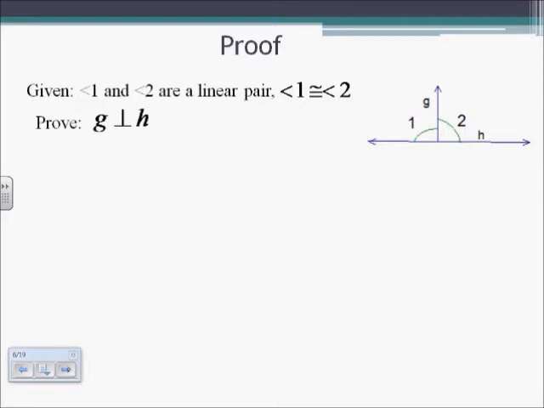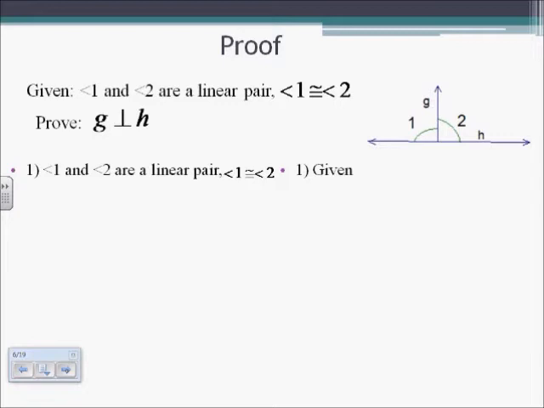Just like the last proof, we can start with the given. We can use the given to direct our proof. If we're trying to show that G is perpendicular to H, we have to show that angle 1 or angle 2 is equal to 90, or is a right angle. Because if angle 1 or angle 2 is a 90 degree angle, or a right angle, then we know that they're perpendicular by definition of perpendicular lines. So I somehow need to show that.